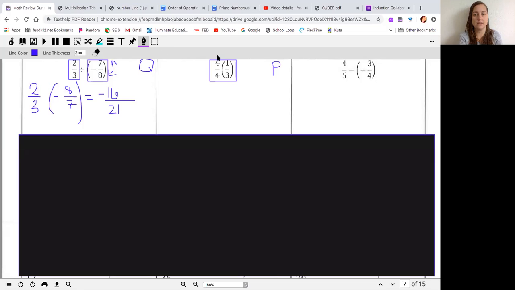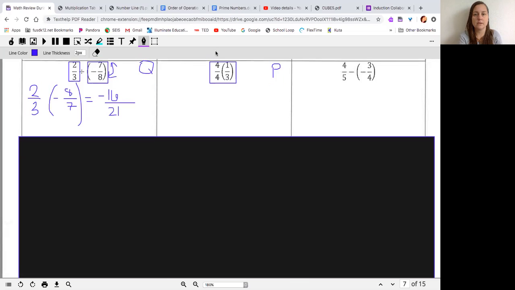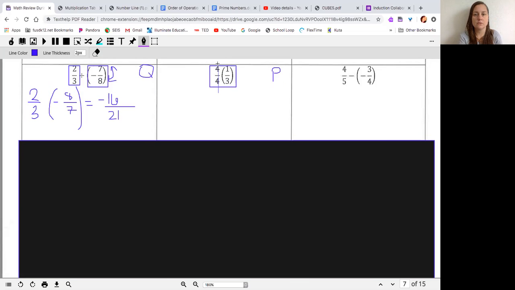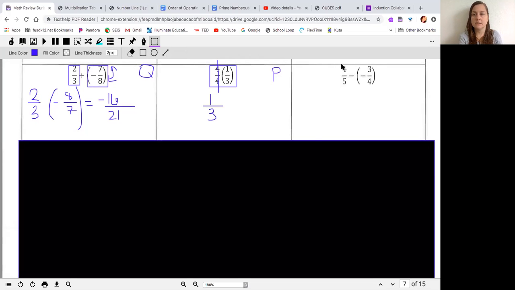So I'm going to just draw a big line. Try doing it this way. Okay, so those cancel out, right? Because 4 divided by 4 is 1. So it's like saying 1 times 1 and 1 times 3. So when I simplify it, it's 1 over 3, and that one's all done. Moving on to the next one.